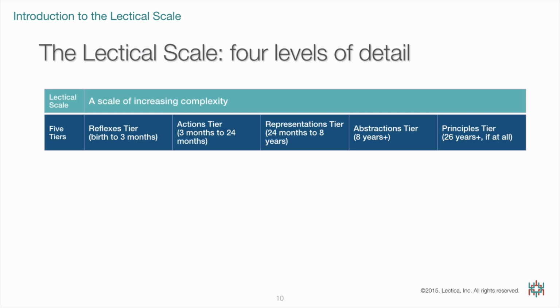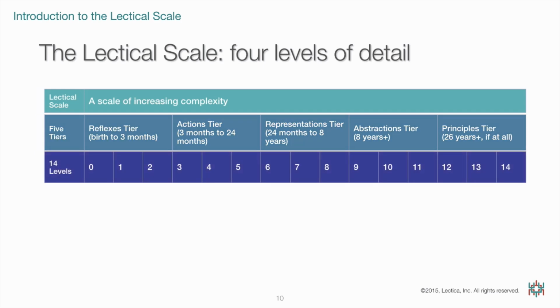At the next level of detail, we have the 14 lectical levels. These are the same 14 levels we saw previously. Again, there's an academic way and a practitioner's way to think about these 14 levels. From an academic perspective, we talk about 14 levels of increasing hierarchical complexity. But from a practitioner's perspective, we simply talk about increasing levels of skill or levels of mastery.